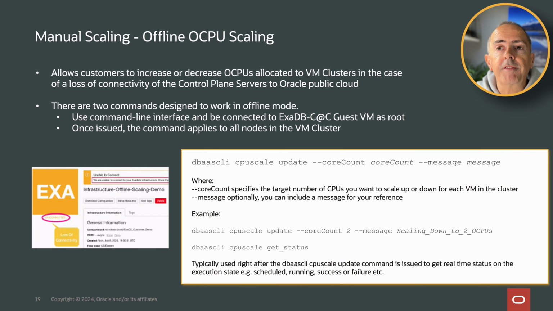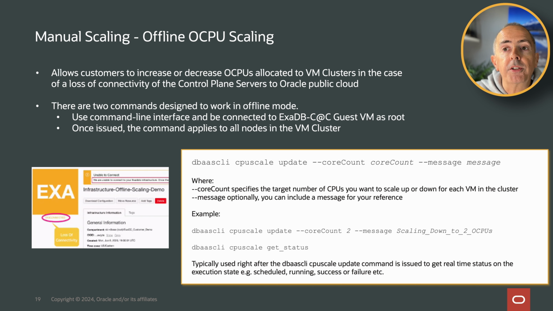The other reason for manual scaling is if you lose the persistent tunnel connection from the Exadata machine in your data center to the OCI tenancy in Oracle's data center. Then you can't scale resources using the console, so there's a command line interface called dbaascli, and you need to be connected to the guest VMs as root. Once you've applied the command in one VM, it applies to all of the nodes that the VM cluster node belongs to.